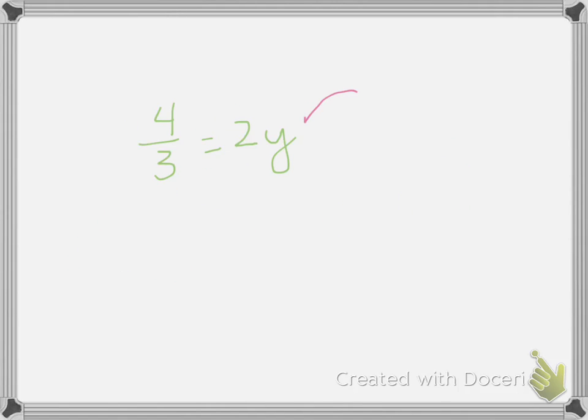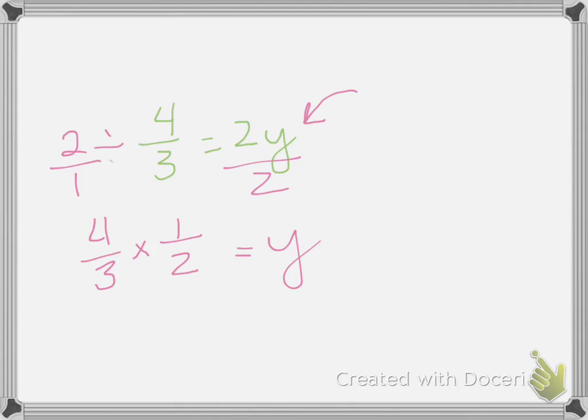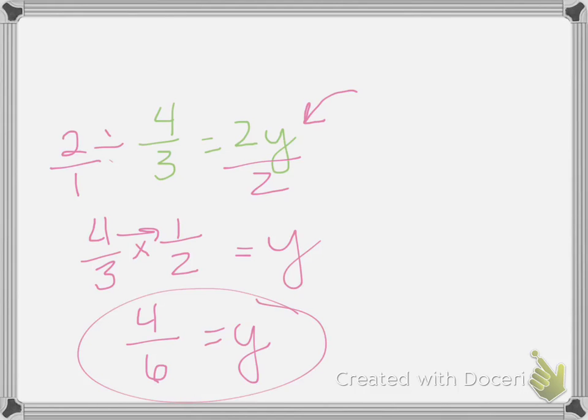Okay, I'm trying to get y by itself. So if I'm multiplying by 2, I've got to divide by 2. If I'm dividing things, it's the same thing as multiplying by the reciprocal. So right now it's 2 over 1 because that's the same thing as 2. Multiplying by the reciprocal is the same thing as multiplying by 1 over 2. When we're multiplying fractions, we multiply across. So 4 times 1 is 4, 3 times 2 is 6. So my answer is 4 over 6.